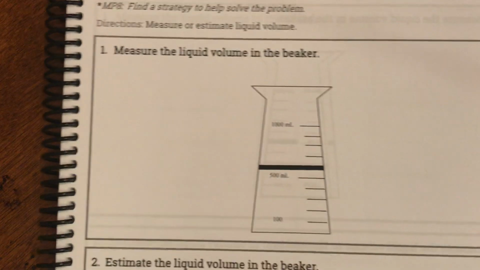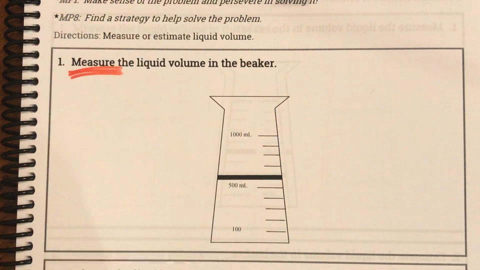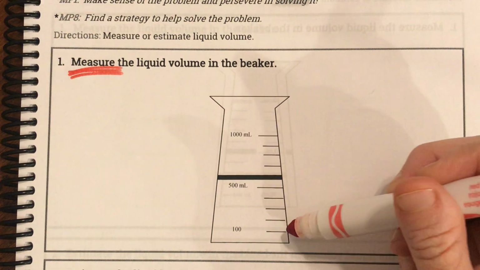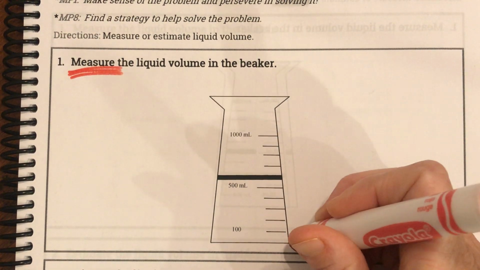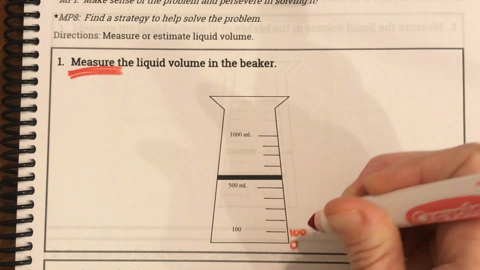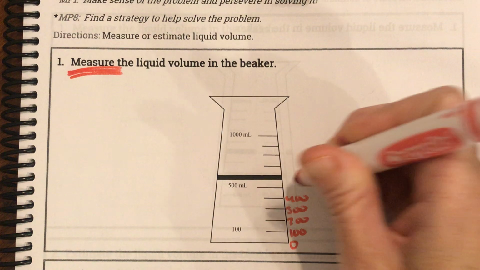So here is my first problem. My first problem says, measure the liquid volume in the beaker. When they tell me to measure it, they're looking for more of an exact answer. So if I look at what they've provided me, I see these dashes and I see 100 here. So I'm assuming they are counting by hundreds, and I can double check to see if I'm accurate with that.